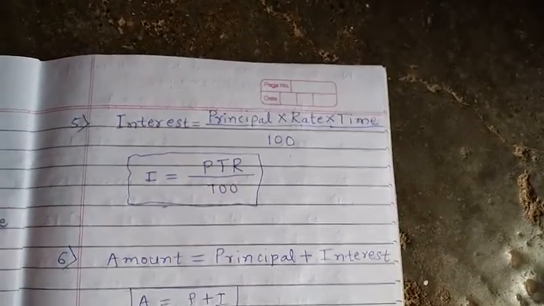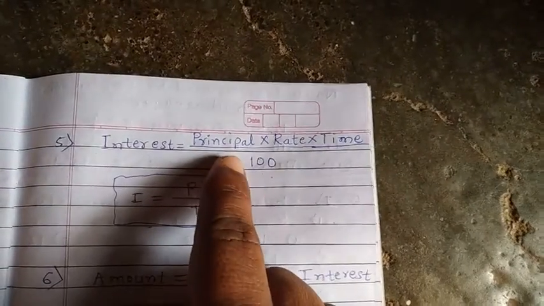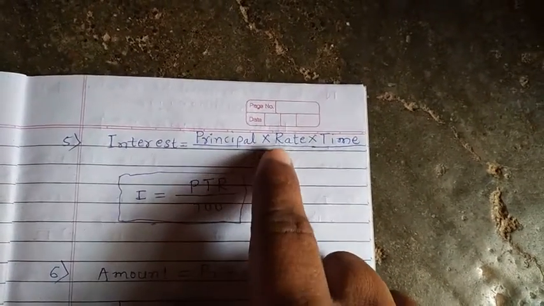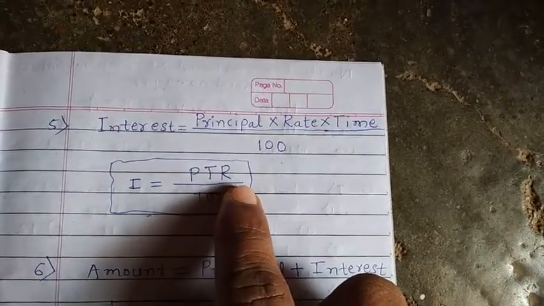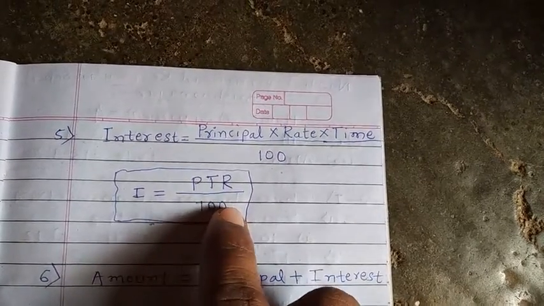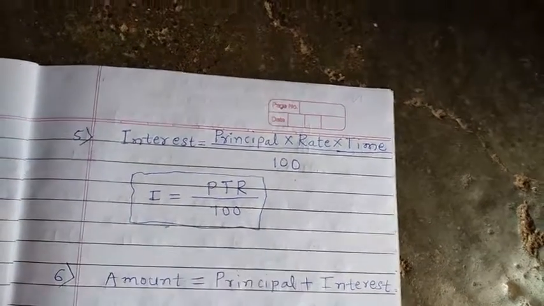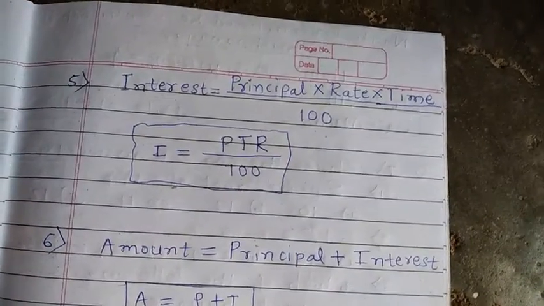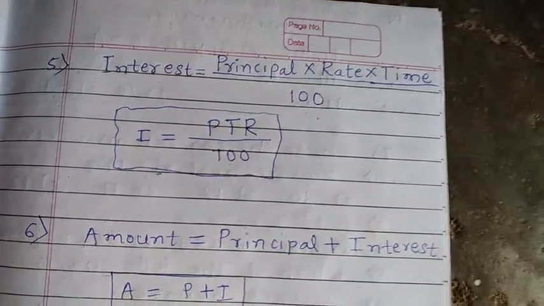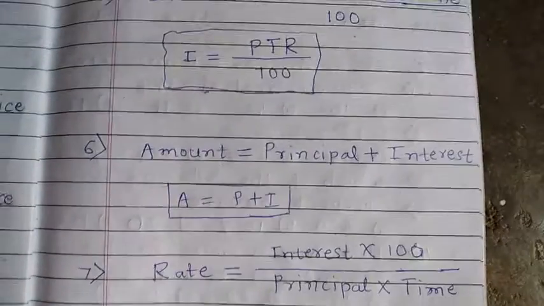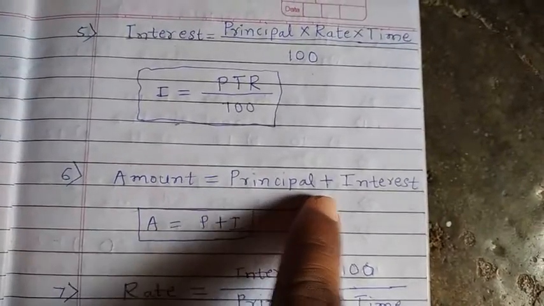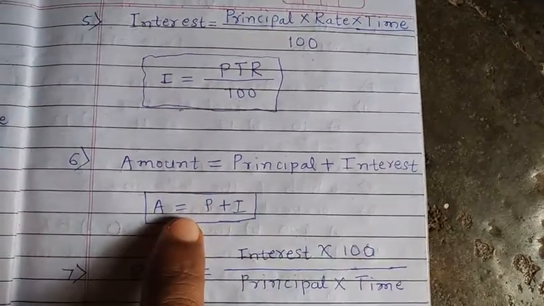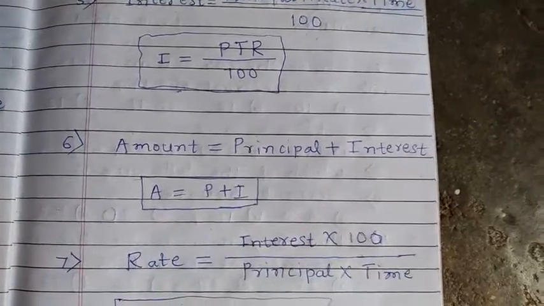The next one is interest. How to find the interest from the given problems? Interest is equal to principal into rate into time divided by 100. We write this shortcutly as I is equal to PTR divided by 100. We use this formula to find the interest of the given problem. Understood? The next one is amount. How to find the amount? Amount is equal to principal plus interest. Shortcutly we write this as A is equal to P plus I.